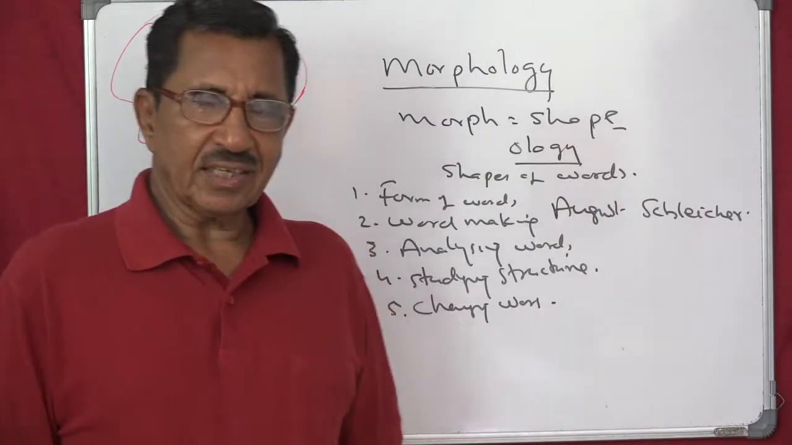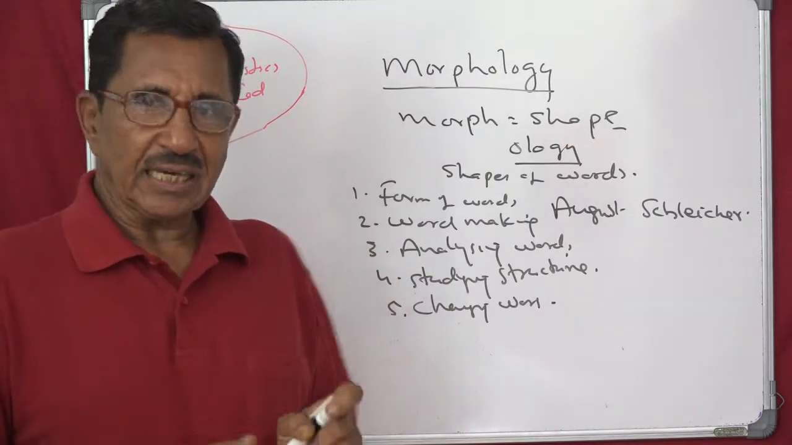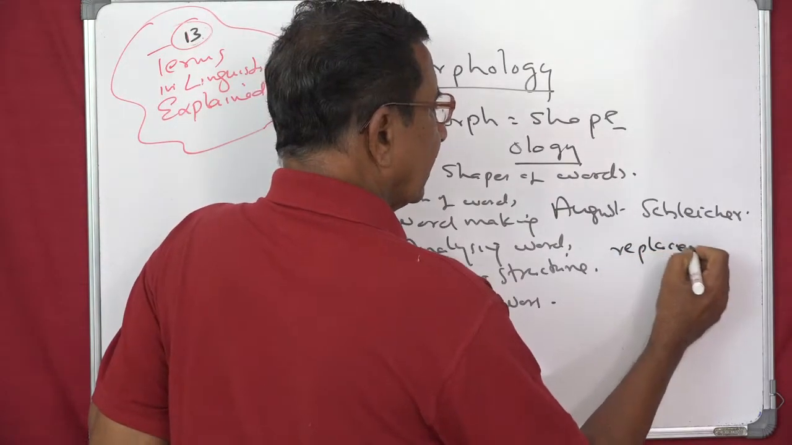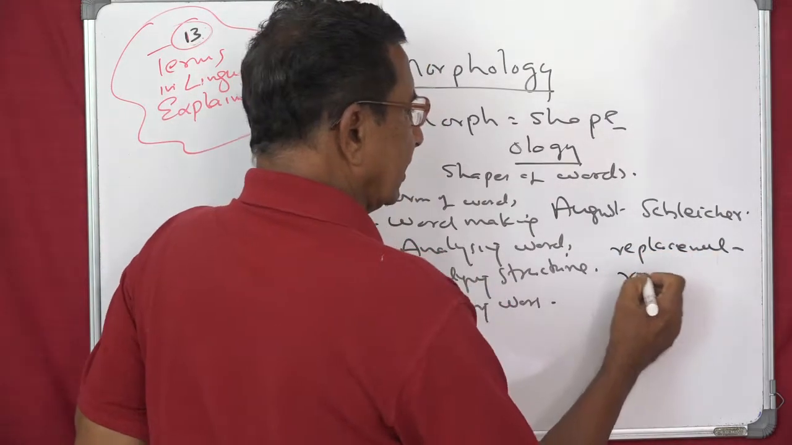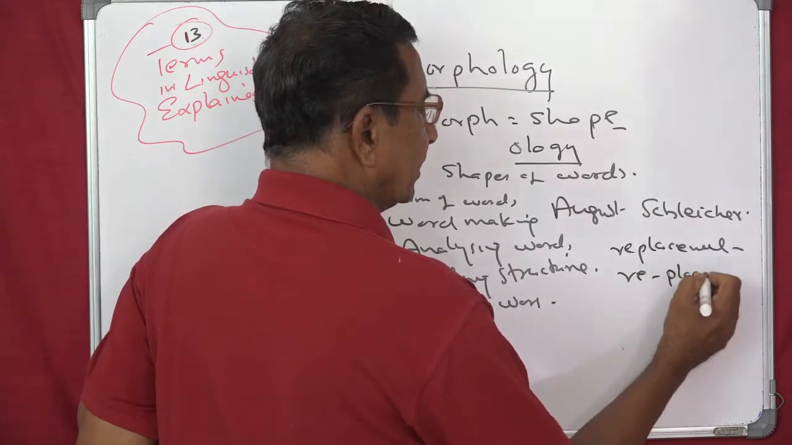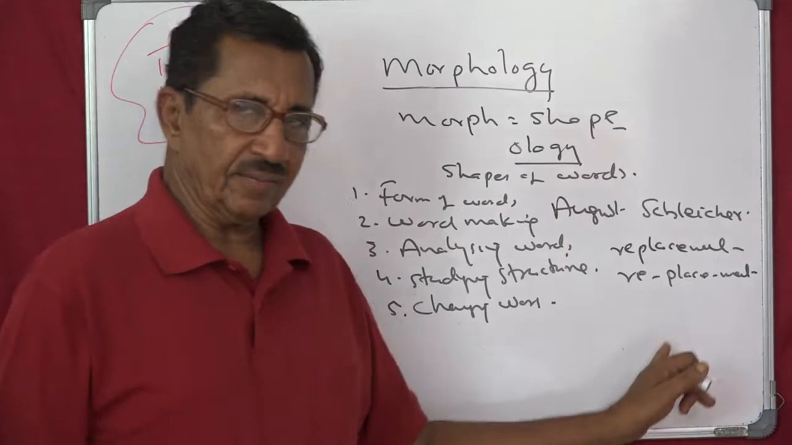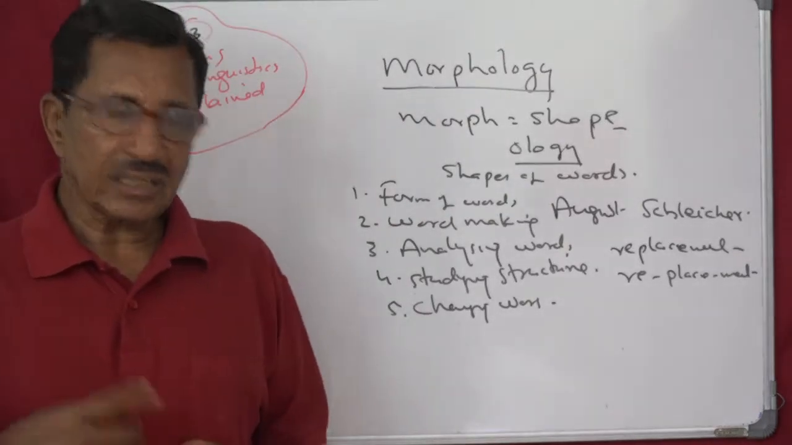Analyzing words. So you get a word, then you can say replacement, for example. Replacement. You analyze this as replace and ment. So that is studying the structure. By analyzing, you study the structure.